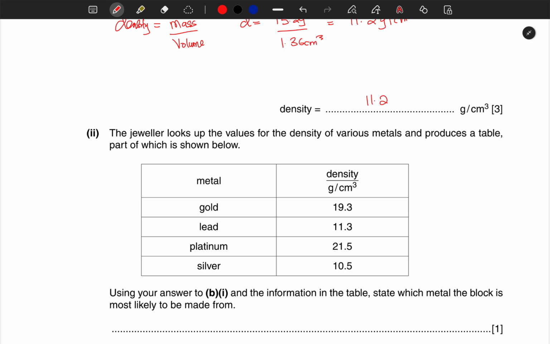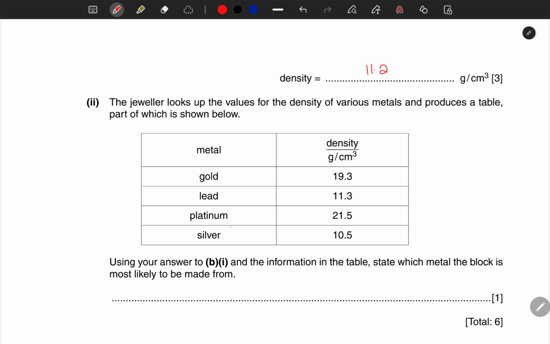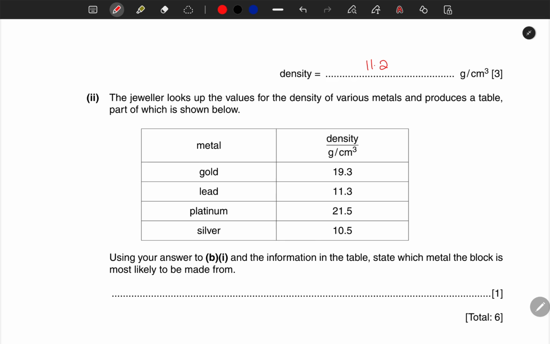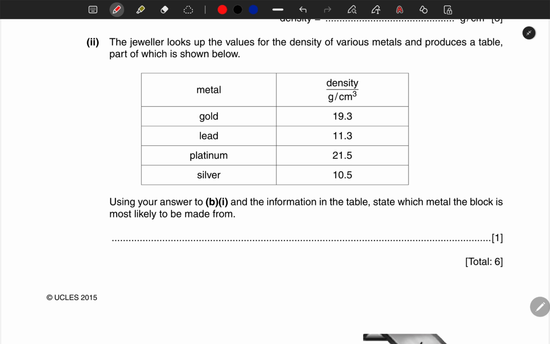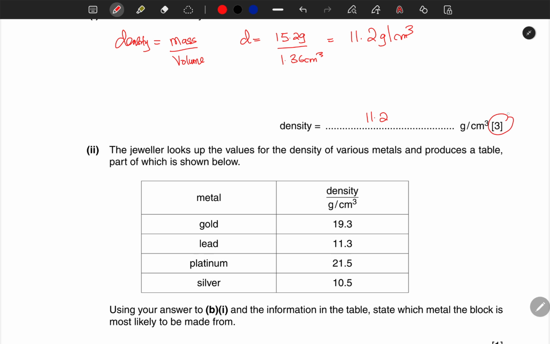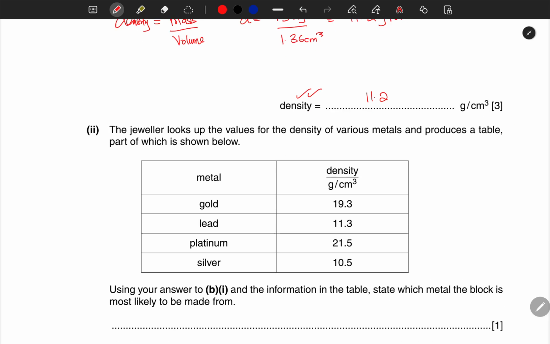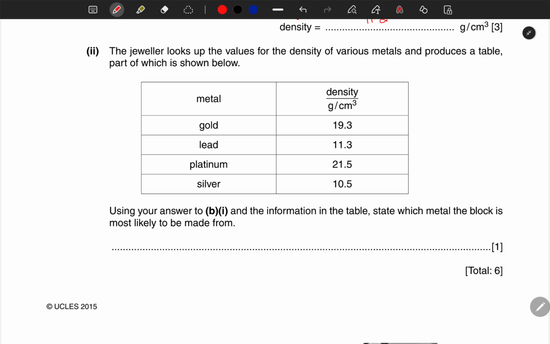The jeweler looks up the values for the density of various metals and produces a table, part of which is shown below. You can see, right? So there's a metal here and the density. So the question is, using your answer to B1, this answer that we found here as density, and the information in the table, state which metal the block is most likely to be made from.